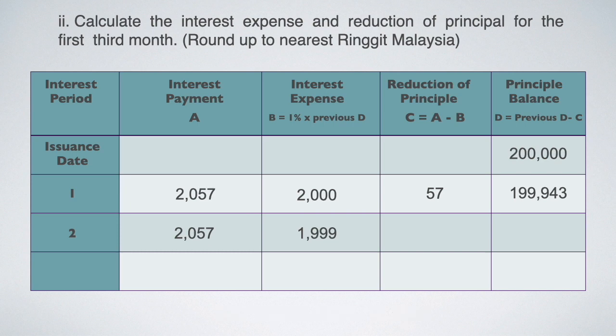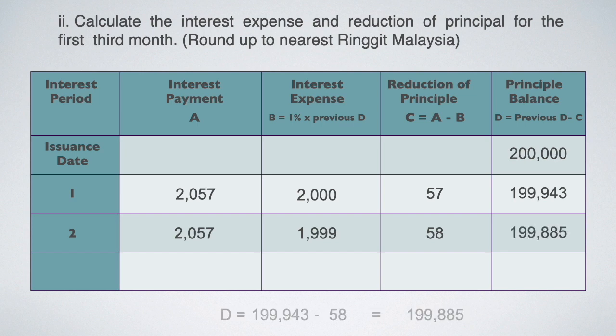Okay, so how to know the reduction of the principal? Sama cara. You akan buat apa? You akan as per stated by the formula, you have to minus A dengan B. Okay, 2057 you tolak 1,999. Dapatlah 58. So this 58 is actually the reduction of the principal. Maknanya hutang you berkurang RM58 pula bulan kedua. Akhirnya berapa tinggal hutang kita? Hutang kita tinggal 199,943 tolak dengan 58. Dapatlah 199,885. Okay.